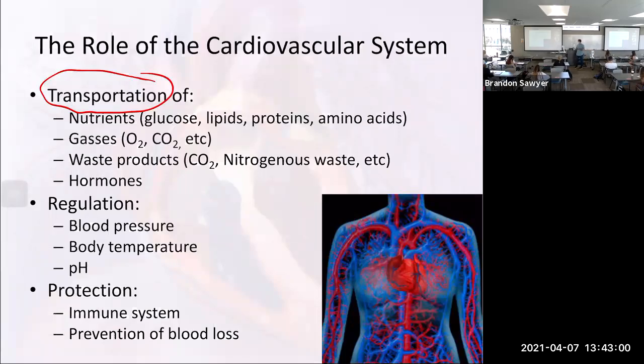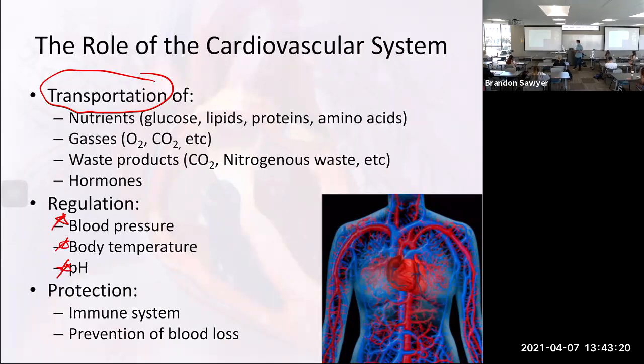And then transporting hormones, right? We just finished up with the endocrine system, so we have to have some way to get those hormones around the body. They can be released, but if they don't have any way to get around, then they're kind of worthless. So we have the cardiovascular system to do that. Also important for regulating our blood pressure, body temperature, and our pH.